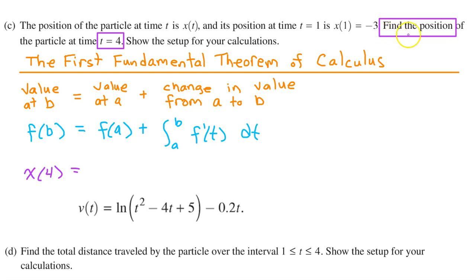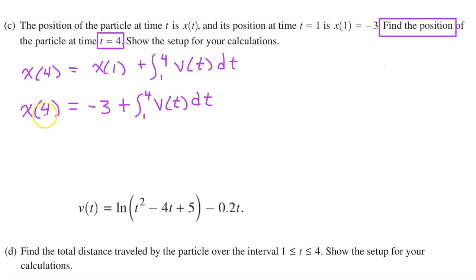In this case, they are asking us to find the position at time t equals 4. So we need to find x at 4. But we need to start from a known position, which they give us right here. We know the value of x at 1. So x at 4 will be x at 1 plus the integral from 1 to 4 of x prime. Well, of course, x prime is the velocity. So x at 4 will equal -3 plus the integral from 1 to 4 of v of t dt.